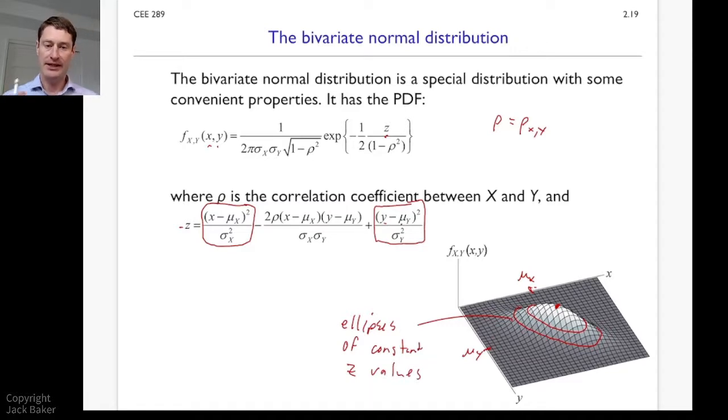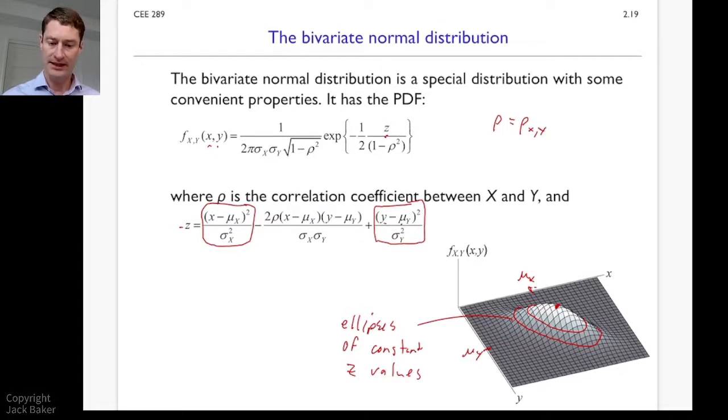Okay. And as I vary x away from its mean, or I vary y away from its mean, I go down a bell curve type shape. And then this term in the middle of z lets my ellipse be off axis. So my principal axes in my ellipse don't have to be in the x and the y directions. If x and y are correlated, then my principal axis can go in some sort of diagonal way. Okay, so that's what the functional form looks like for the bivariate normal distribution.